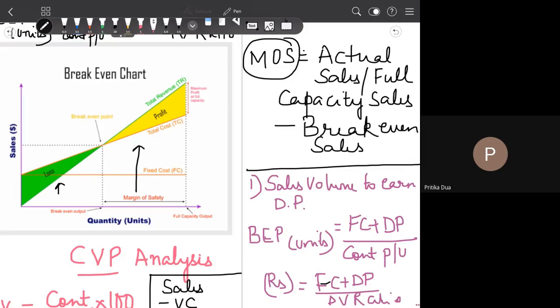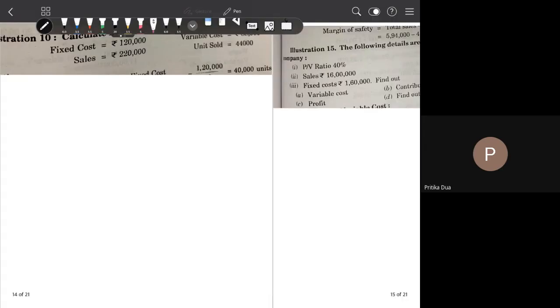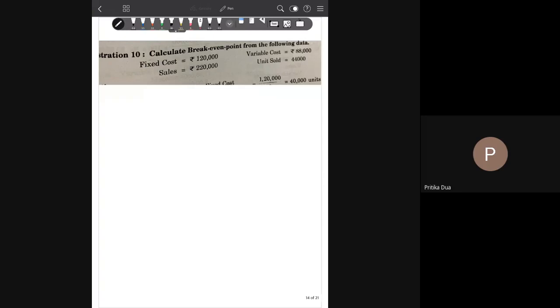Okay, so this is one of the applications of the break-even chart. Before we move to further explanation, let us take up some questions from the concept which we have discussed right now. Let's first start with this question. You need to simply calculate the break-even point from the data that has been given. Please start calculating.